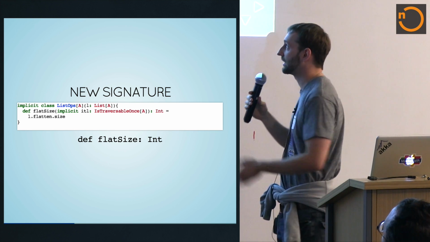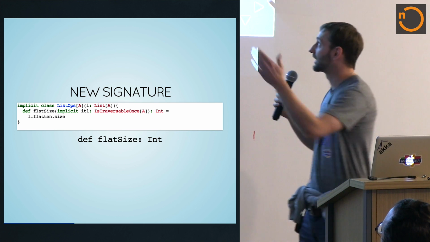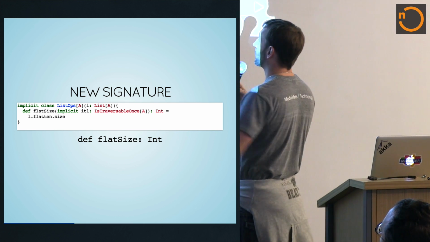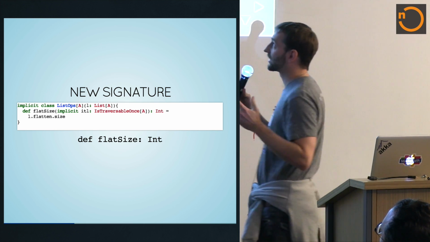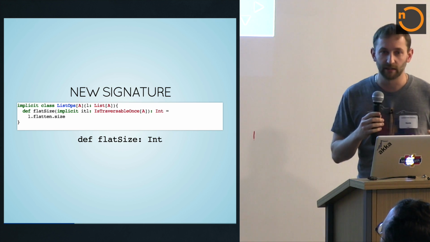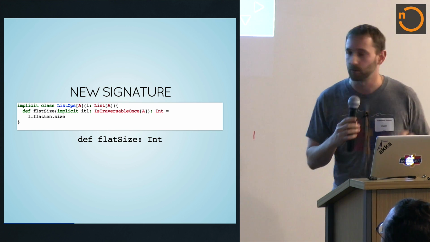This flat size returns an int. I don't care about anything else. Here's my list of A. There's my is traversable once, and it only depends on A because that's all that's important. It's just saying A is what's traversable.